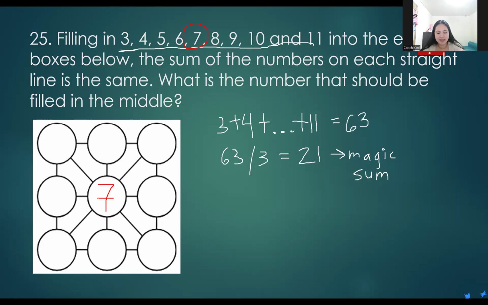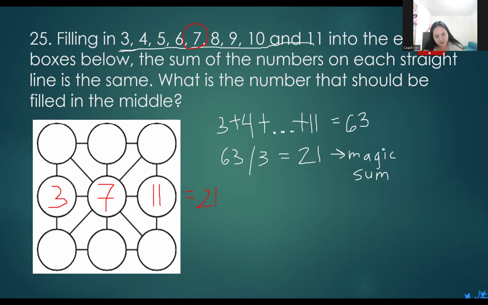And then beside 7, you put the highest number. So what's the highest number here? 11. And what's the lowest number? You put it beside 7. 3. Yeah. So what's the total? Can you compute? The total here is 21. Okay. And then you can also do the diagonal.